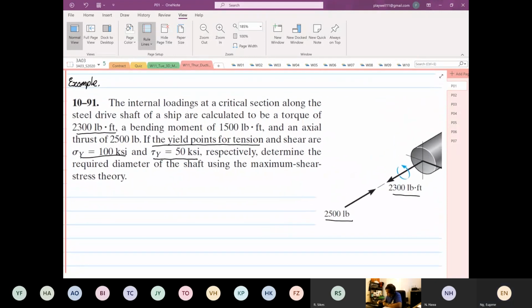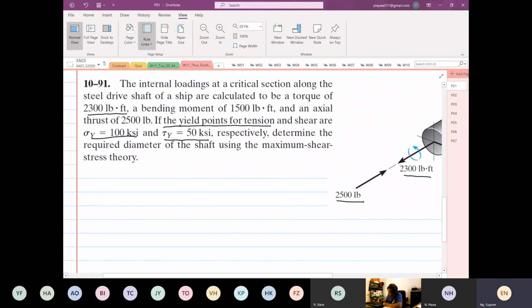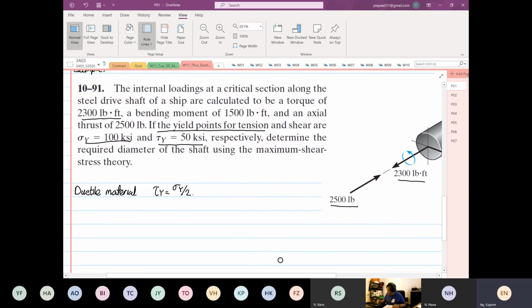So we know that based on ductile material, the shear yield is equal to the yield divided by 2. Okay. Then it states determine the required diameter of the shaft using the maximum shear stress theory. So if failure is going to occur, failure will occur based on the maximum shear stress theory.